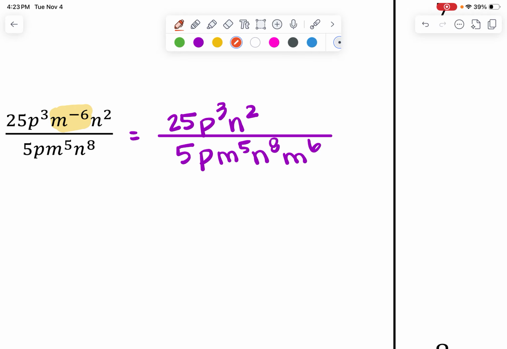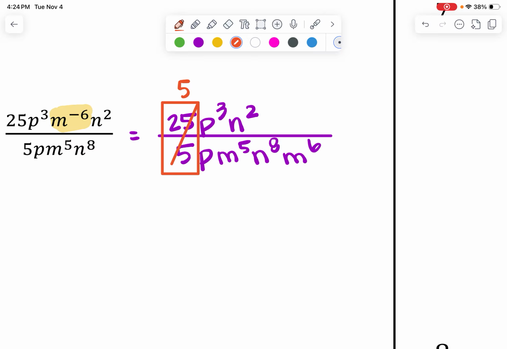Remember, these are just numbers. Numbers are treated just like normal everyday numbers. We're asking ourselves, what is 25 divided by 5? And 25 divided by 5 is 5. So we're going to end up with a 5 in the numerator.